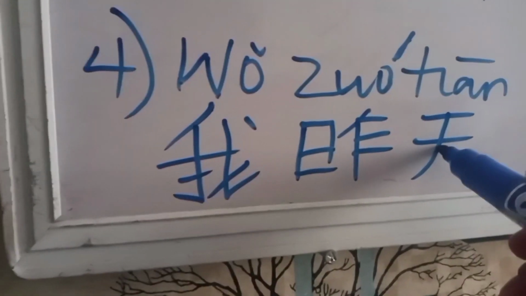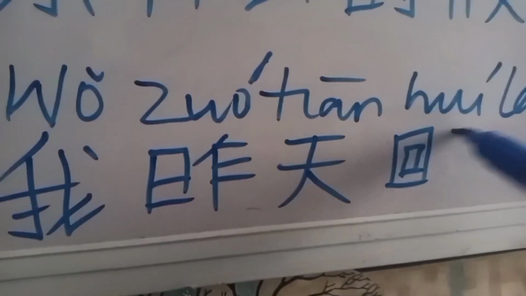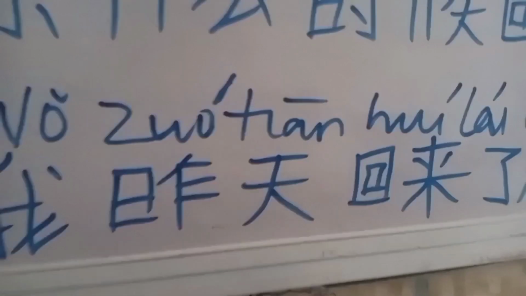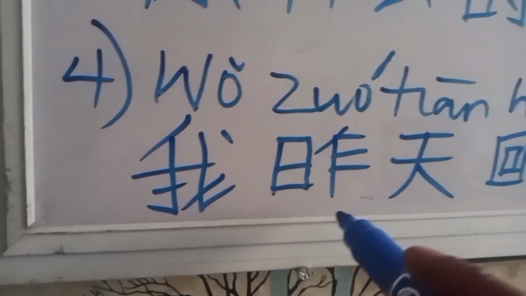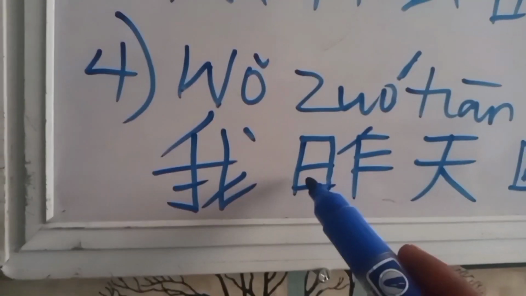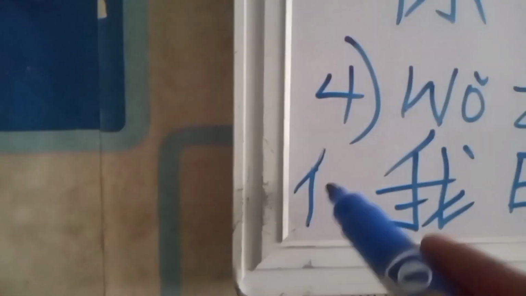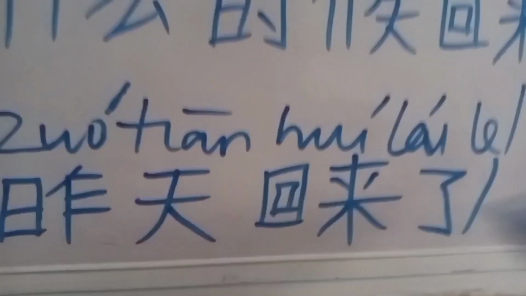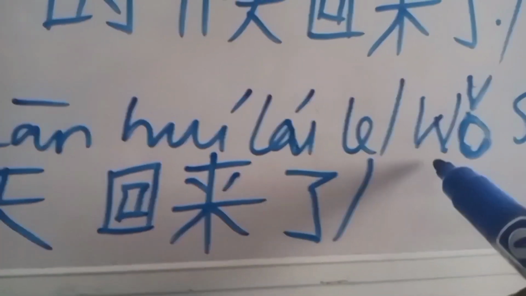天回来了。我昨天回来了。You remember this radical? We have it in 作业. When we are writing 作业, you will see it, but not this, not with this. It is with another radical. This radical. You do this before you do this for 作业. But this one is for 昨天, which means yesterday. 回来了. Then the second part of the sentence using 是的 structure.